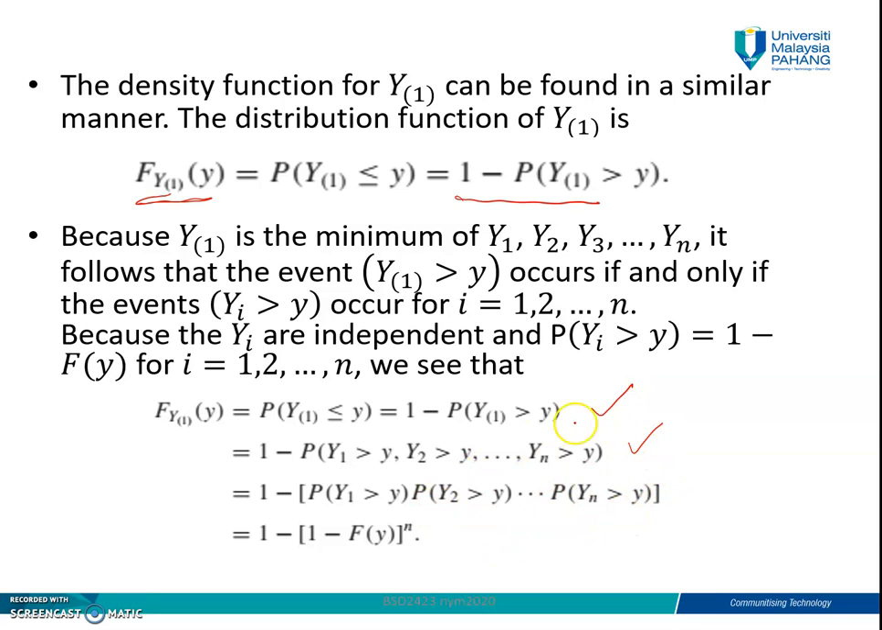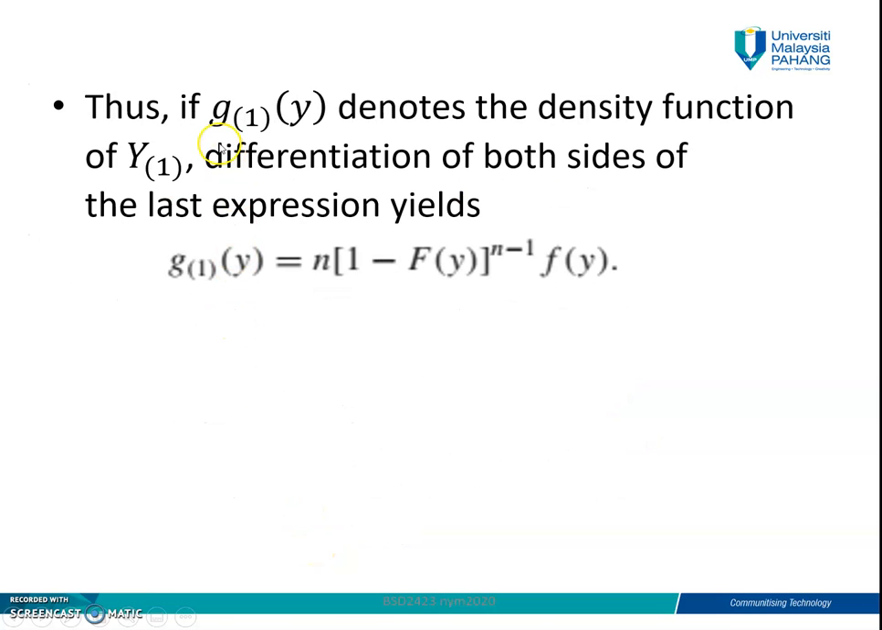So finally, when you multiply n times, because it's independent, you get 1 minus Fy to the power n. So this one you can simplify. Thus, if g1(y) is the ordered density function, in order to get the density function of y1 ordered, you differentiate both sides, and you will get this. If you look, you actually get the same thing.